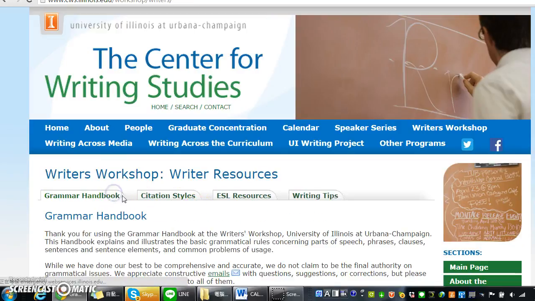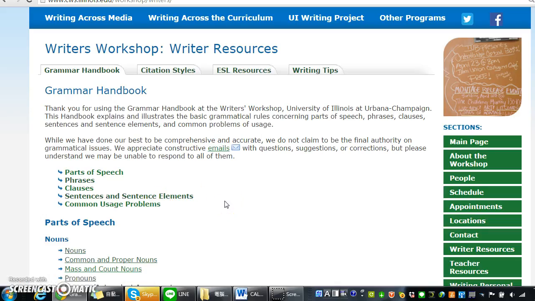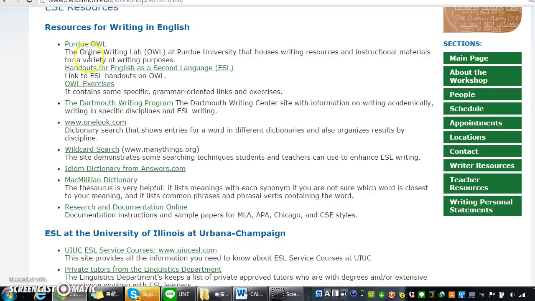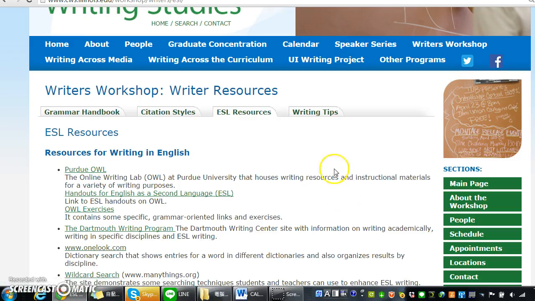But this may be too simple for the foreign learners, and also they cannot understand easily and better when only reading this section. But there's another section for ESL learners to read. Here, the ESL resources. There are lots of dictionaries like onebook.com, Macmillan Dictionary for them to read.